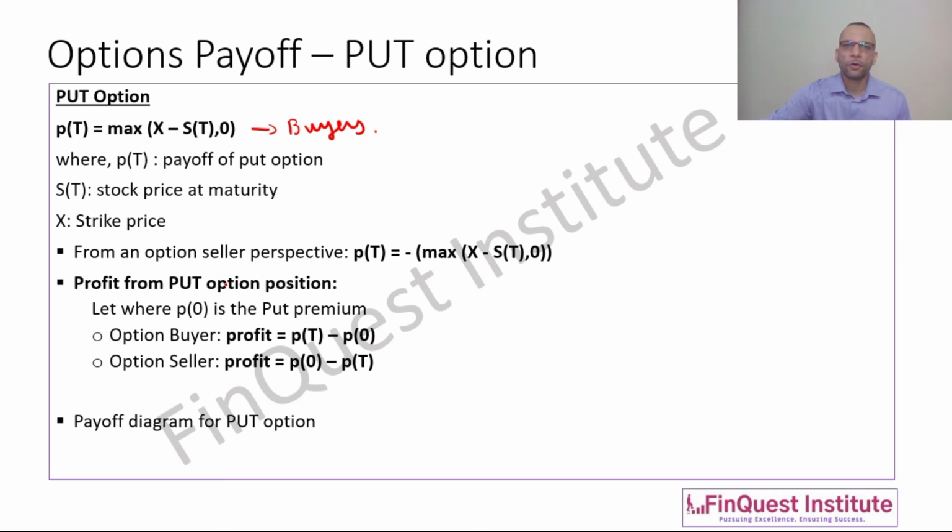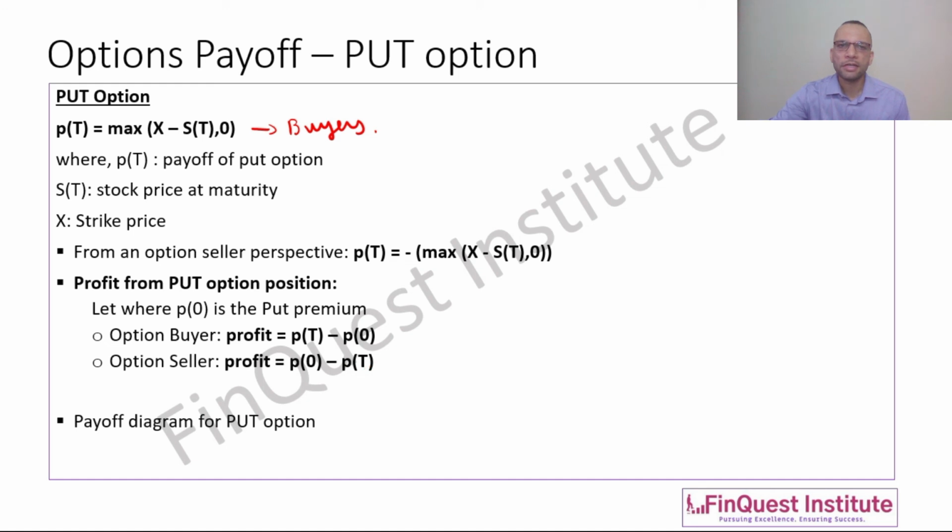To see the profit for a put option, similar to a call option, we'll try and understand the profit from the buyer and the seller's perspective. So let's say P0 is the put premium which was exchanged at contract initiation. From an option buyer's perspective, the profit is the put payoff at maturity minus the put premium which was paid at initiation, that is PT minus P0. Whereas for an option seller, the profit is the put premium which was received at initiation minus the put payoff at maturity.